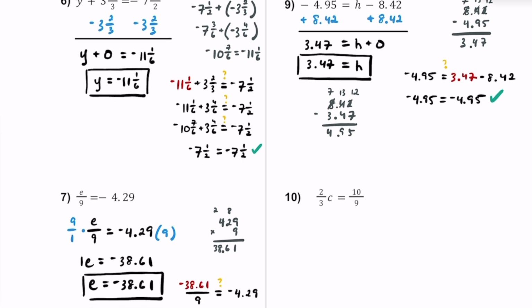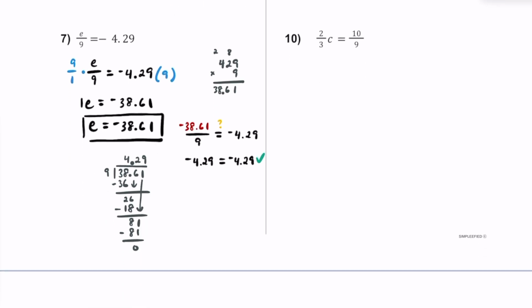All right, here is one more practice problem for number 10. We have some fractions here. We have 2/3 c is equal to 10/9. So again, all these ones with fractions where we're multiplying or dividing, I think it's going to be a little bit easier to rewrite them, so we have the space to show our calculations and our work.